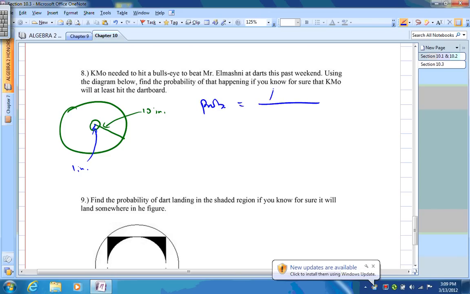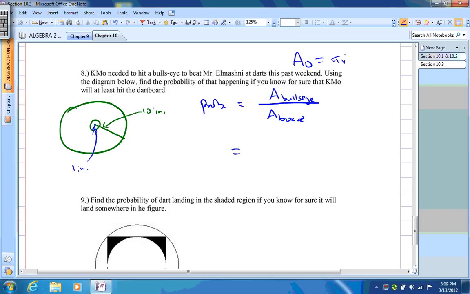Remember, we want to find the area. So the area of the bullseye divided by the area of the board. And if you think about it, the area of a circle is pi r squared. So it'll be pi 1 squared, because the radius of the bullseye is 1 inch, over pi 10 squared, because the radius of the whole board was 10 inches. The pi's will cancel, so you get 1 out of 100.